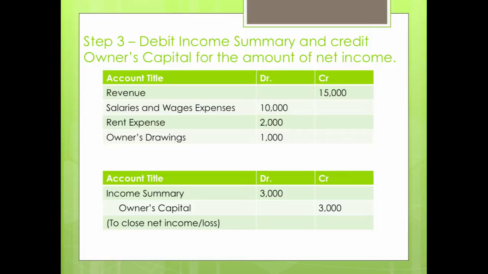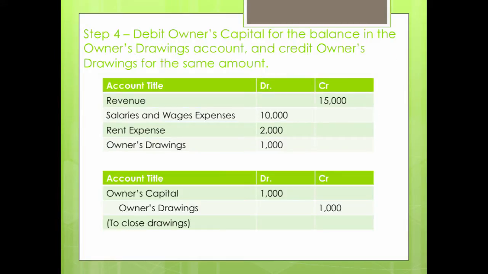But also please remember that if we have more expenses than revenues for the accounting period, then we will not have net income. In this case, we would have a net loss. So if it's a net loss, then we make sure that the description says net loss, okay? In this case, I just put it to close net income or loss, depending on your example. But for this example, it's net income.